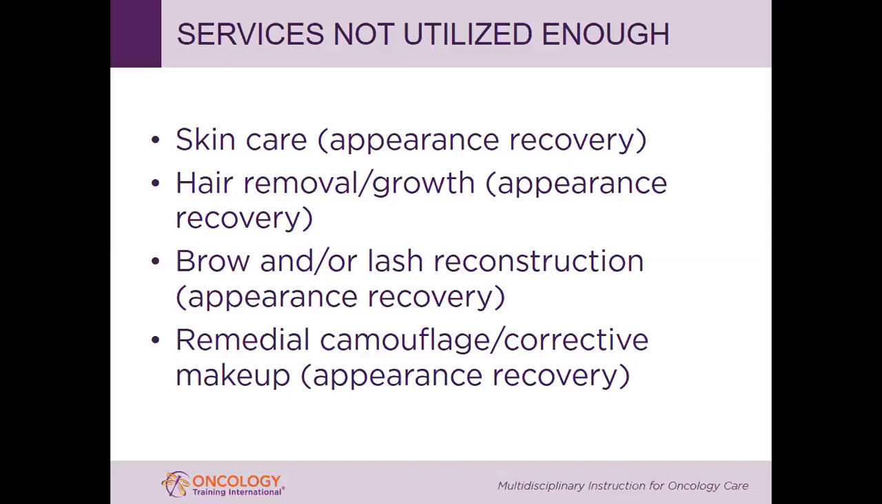So we might have somebody who has petechiae, which is a type of rash where it looks like little blood splatters or little hematomas in the skin. And so to cover that, we might have to do remedial camouflage. You might have somebody that has a rash from the targeted therapy drugs, which can be a red inflamed rash with pustules.